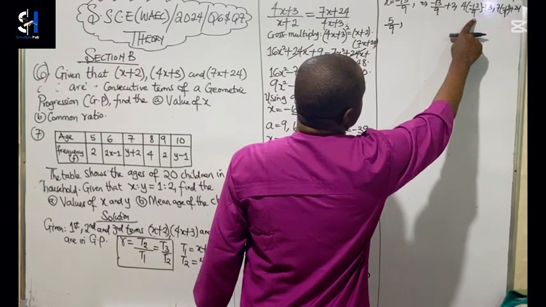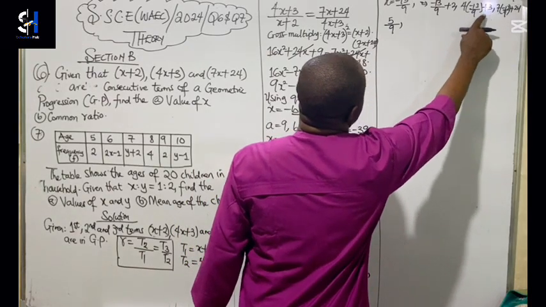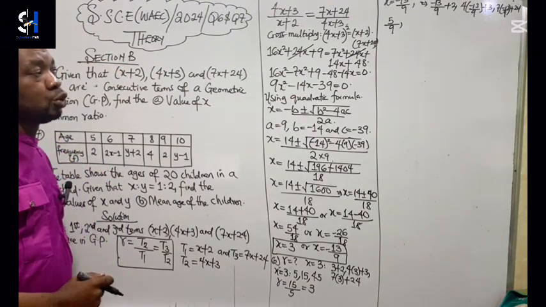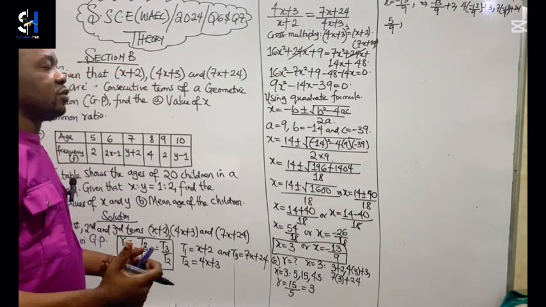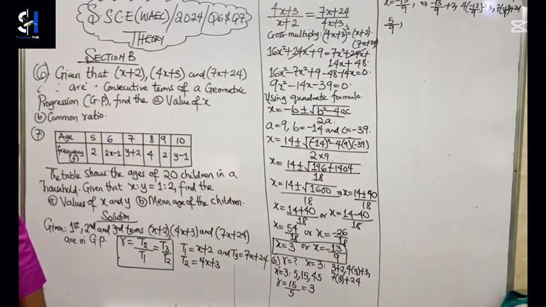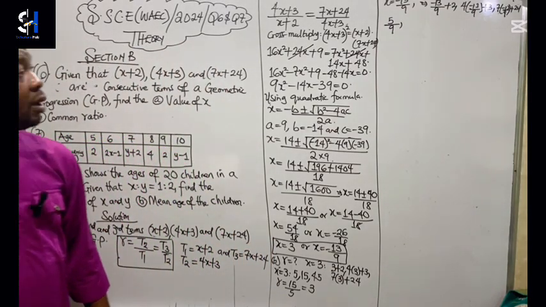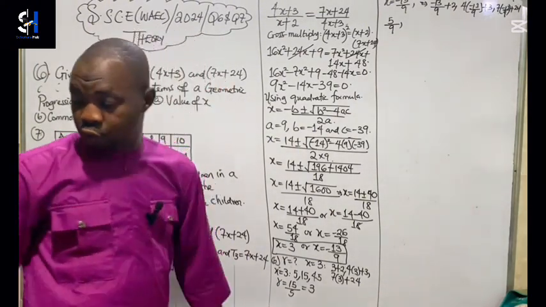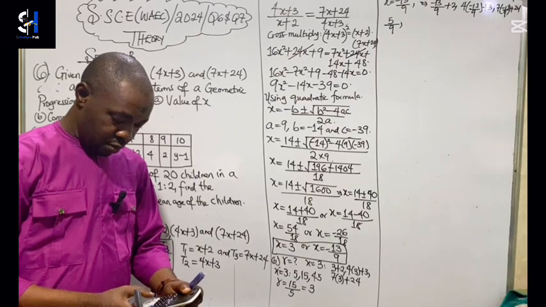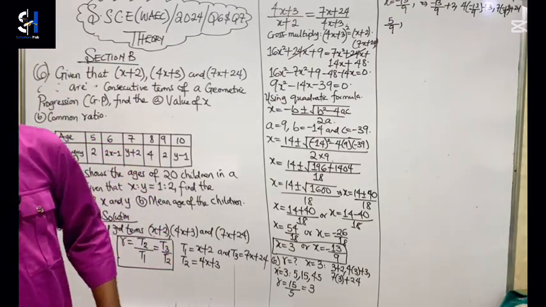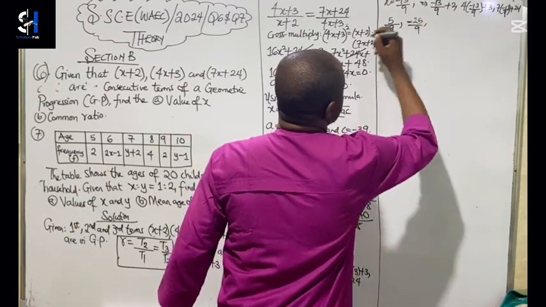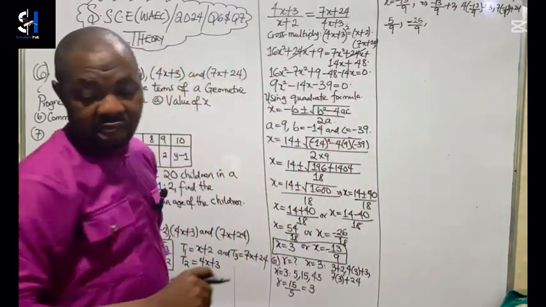Now in this case we have 9 times 3 to be 27. 4 times 13, that will be 52, so 27 minus 52. That will be negative 25. So this will be negative 25 over 9.